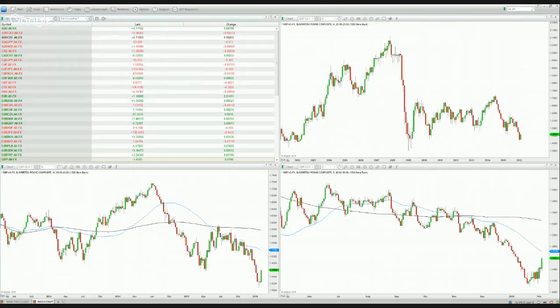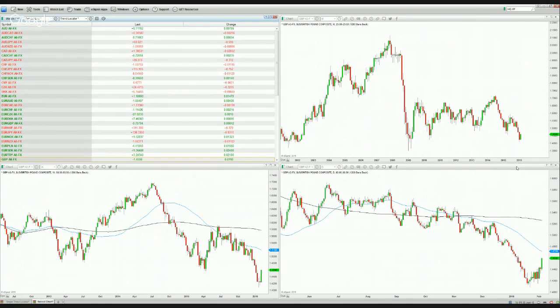Okay, let's go to Felix the cat. Hi Felix. Is it a retracement or a reversal on the pound dollar? I don't know. I really don't know. It's a good question, and the answer is I don't know.